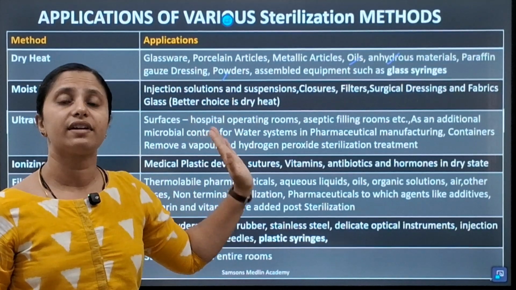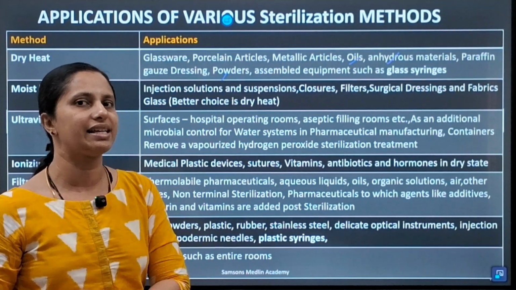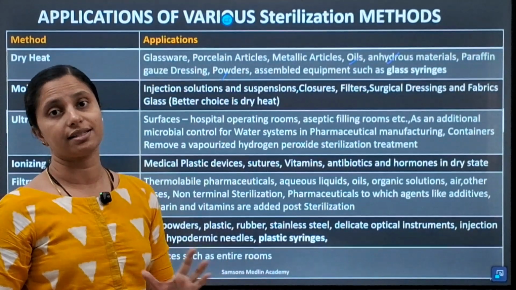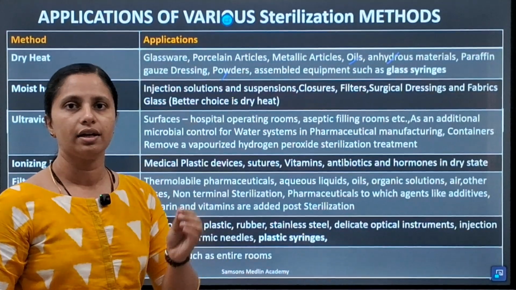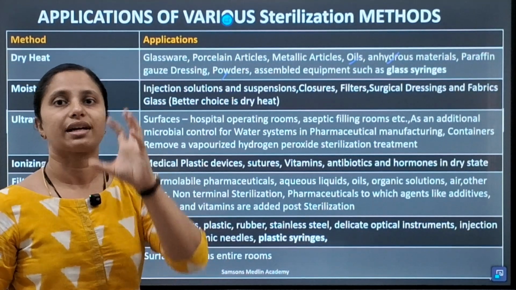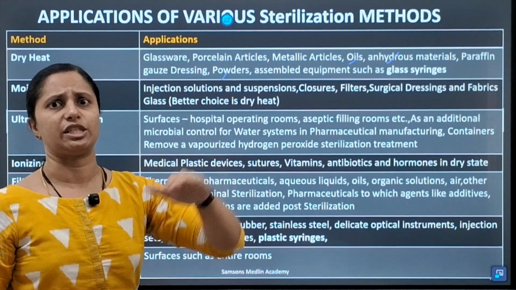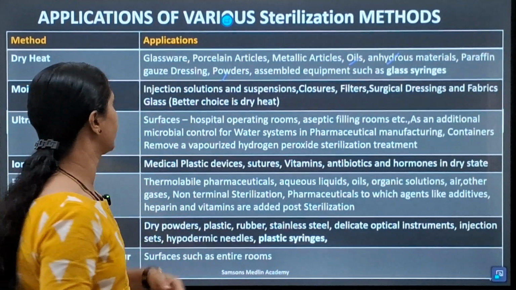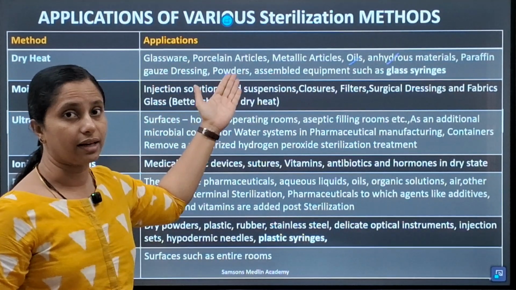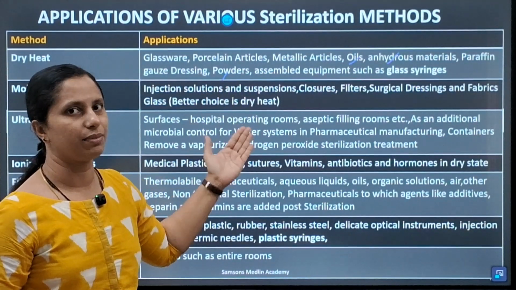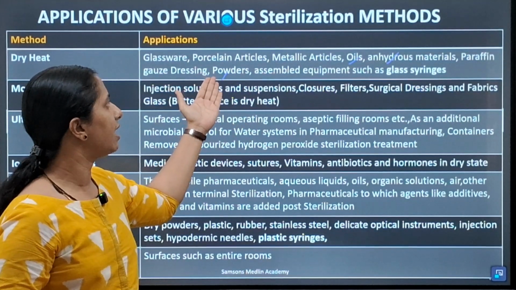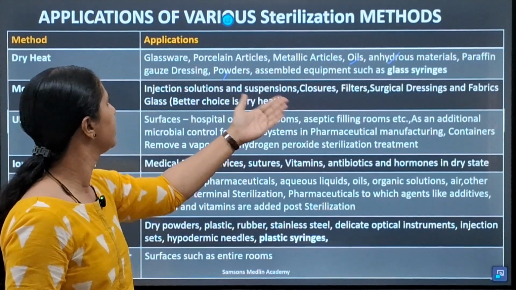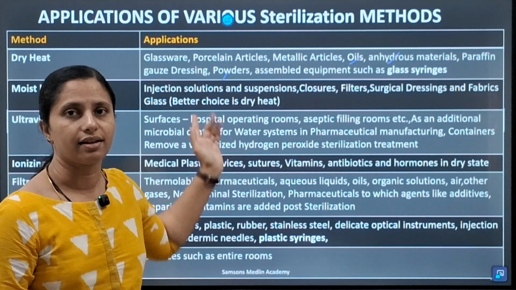Glassware. For glassware, we can even use moist heat sterilization, but the best method is dry heat sterilization, because moist heat sterilization may cause clouding and alkali precipitation in glass. Other materials that can be sterilized by dry heat are porcelain articles, metallic articles, and paraffin gauze dressing.